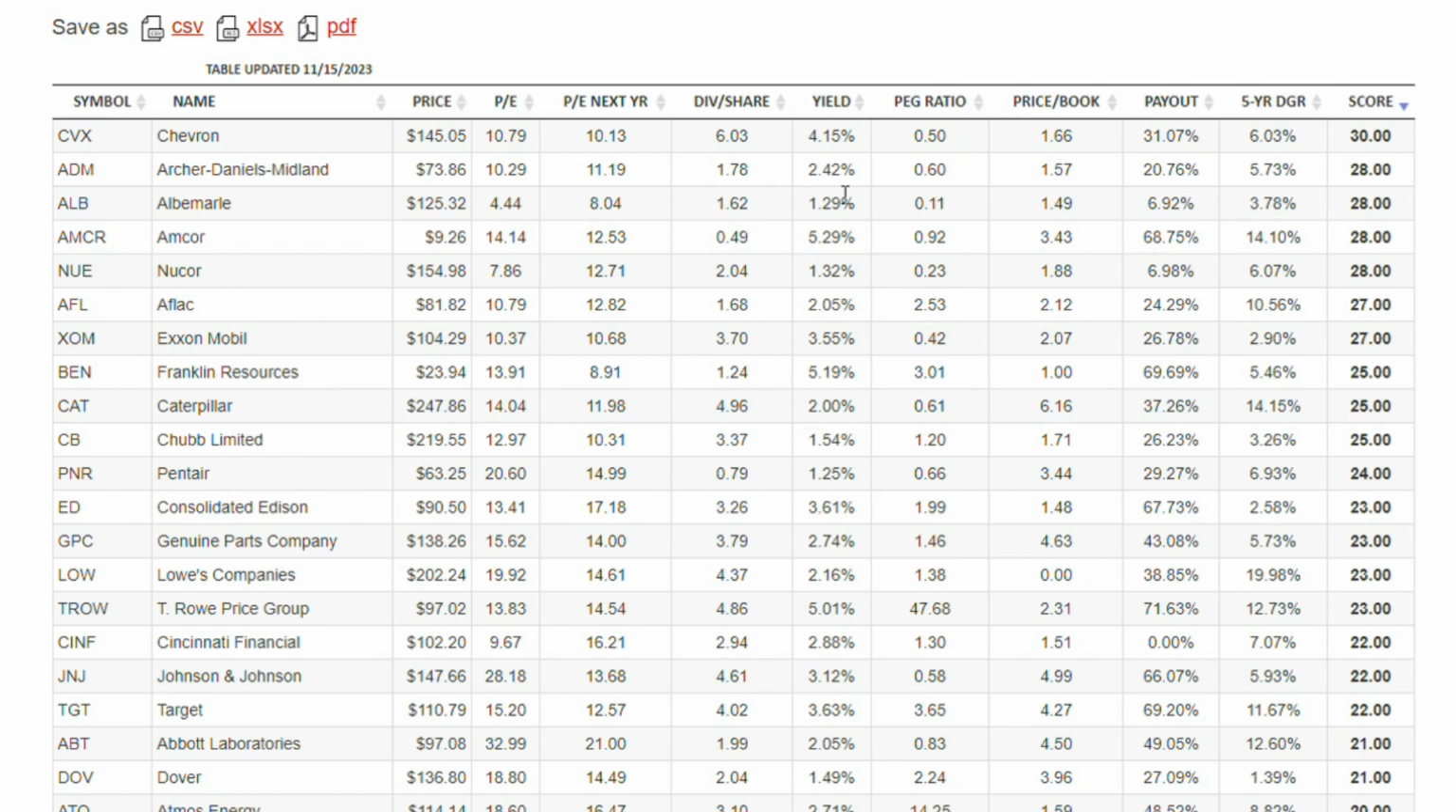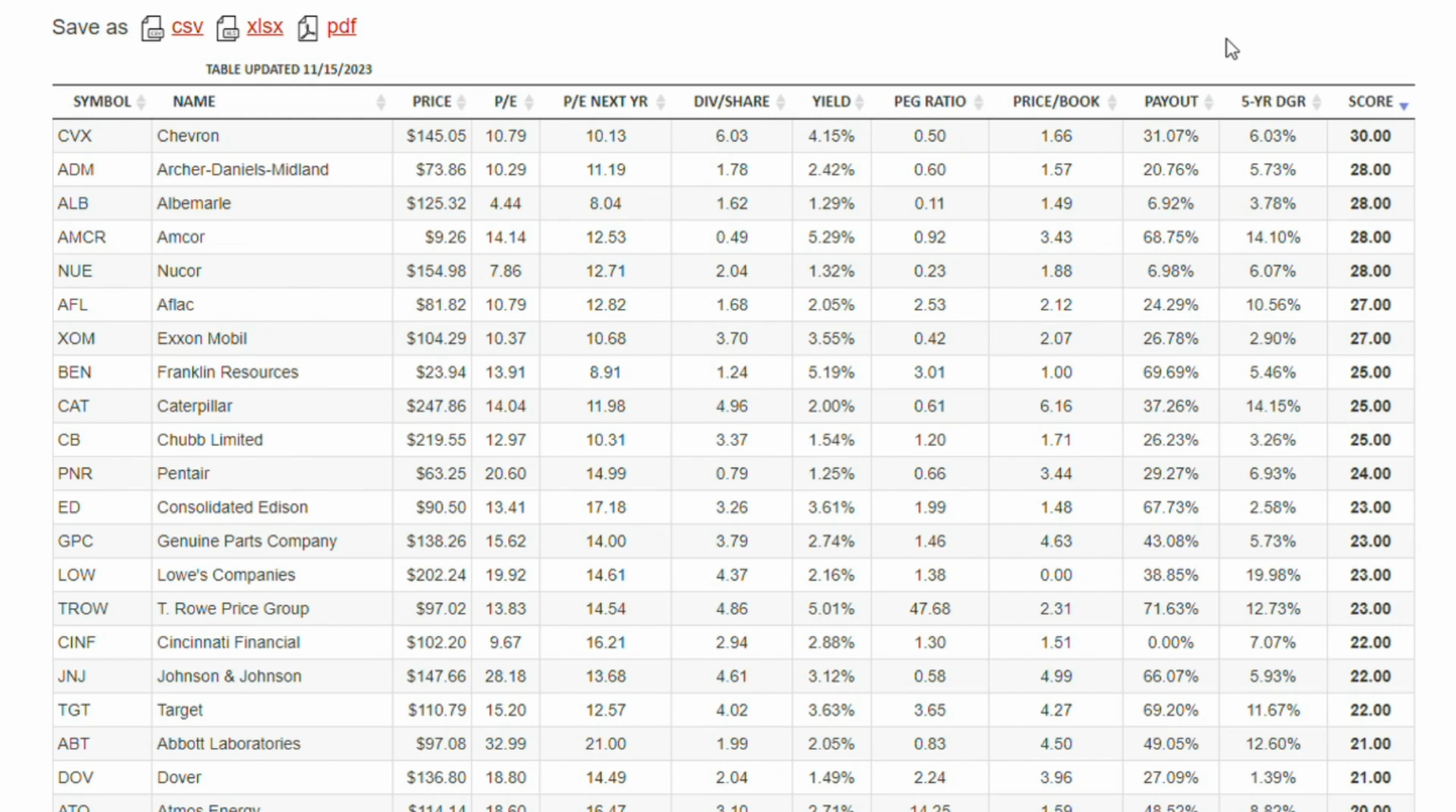PEG ratio is the price to earnings growth ratio. Generally, the lower the score, the better. The PEG ratio takes the PE ratio and factors in analyst estimates for future growth. Next, we have the dividend payout ratio, and that's simply the percentage of net income paid to shareholders.